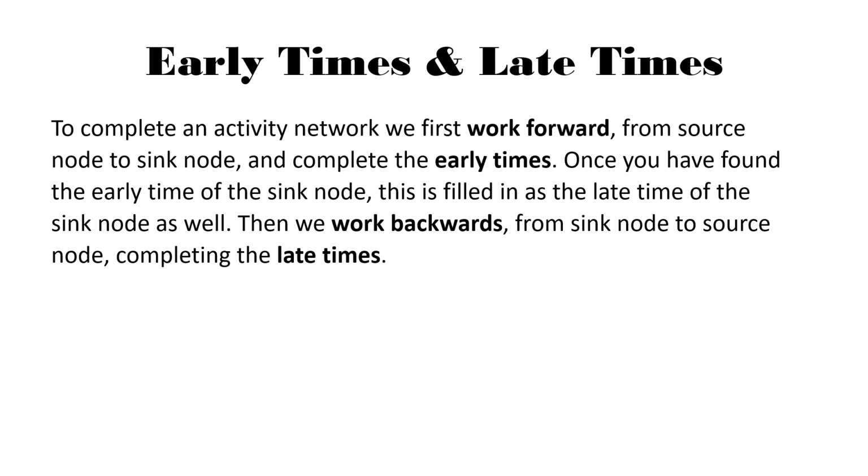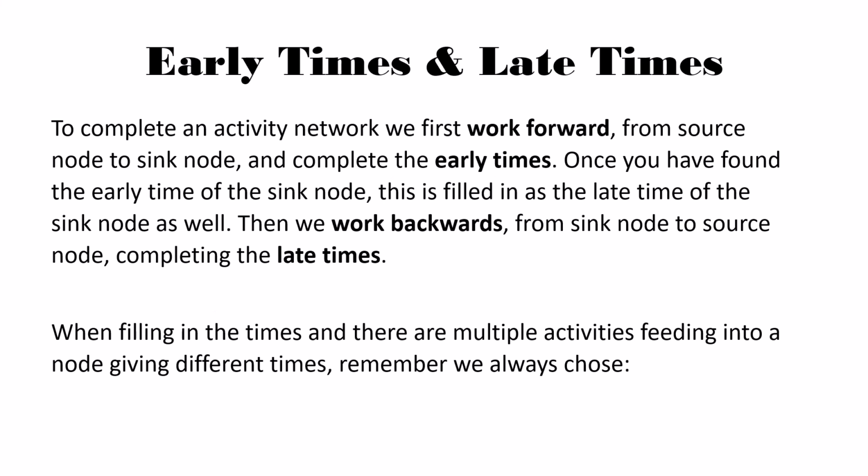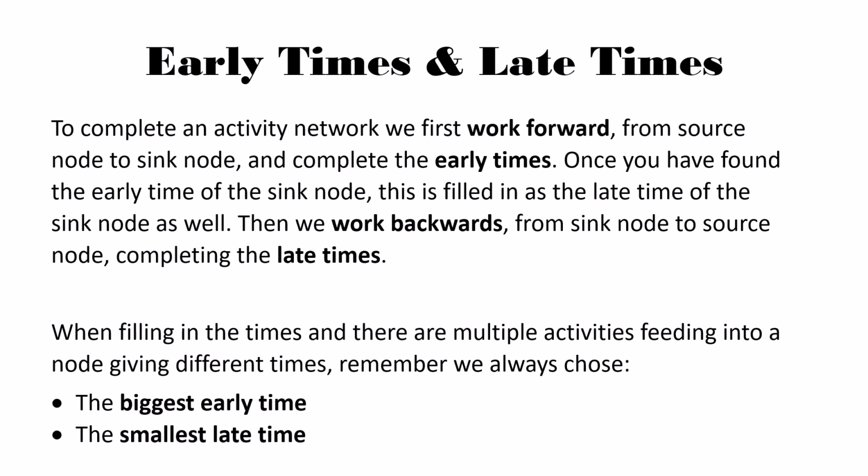To complete the activity network, we're first going to work forward from the source to the sink to complete the early times. Once you find the early time, you're going to fill that in as the late time for the sink. Remember, the sink has the same early and late time. Once you have that filled in, we work backwards from sink to source, completing the late times. When you're filling them in, we have to remember these two really important rules. We always take the biggest early time and the smallest late time. That's so important: the biggest early time and the smallest late time.